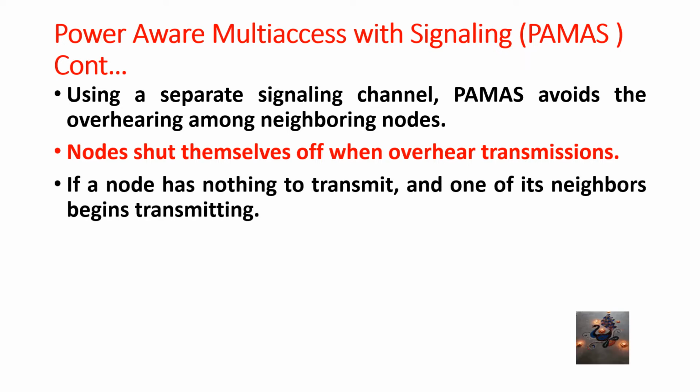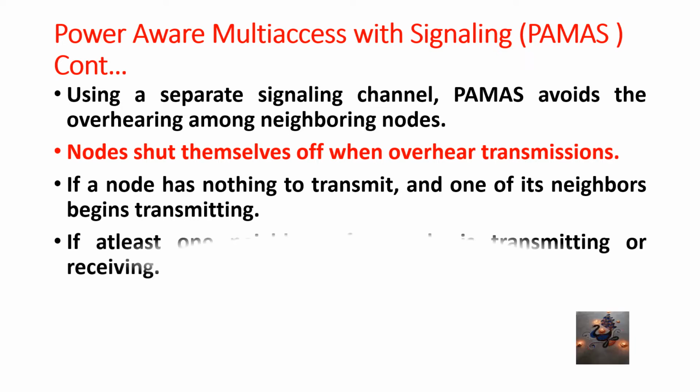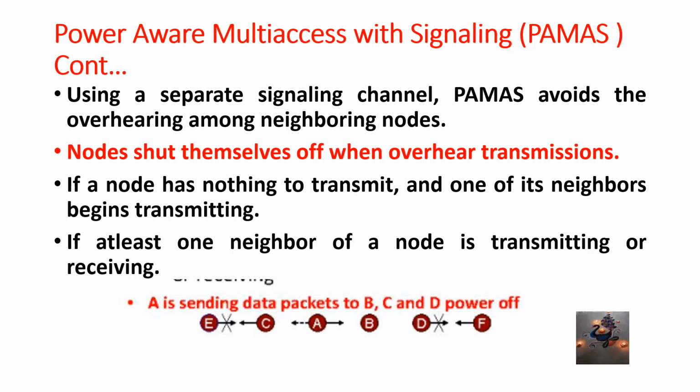If a node has nothing to transmit and at least one neighbor of a node is transmitting or receiving, here is a representation. In this diagram, node A sends the information to node B. At that time, node E should not transmit any data to node C. Likewise, node D should not transmit any packet to node F. That is, C and D should be powered off.